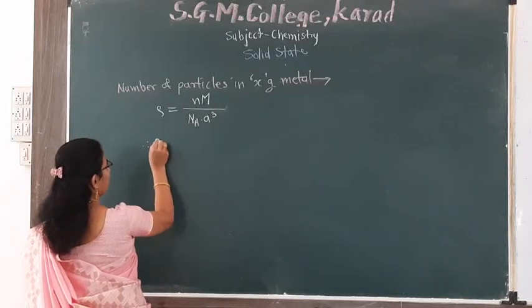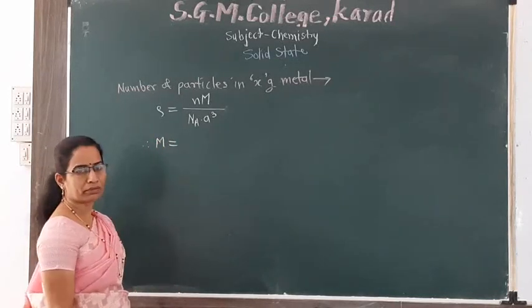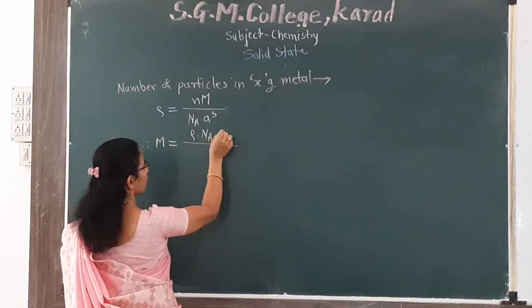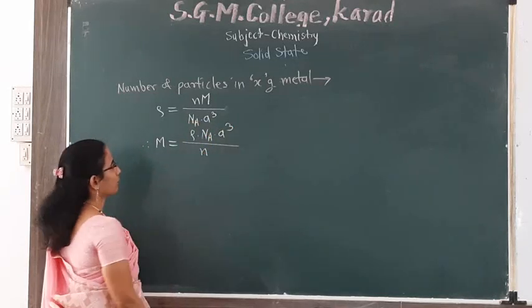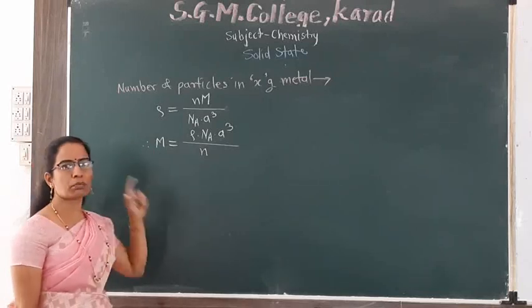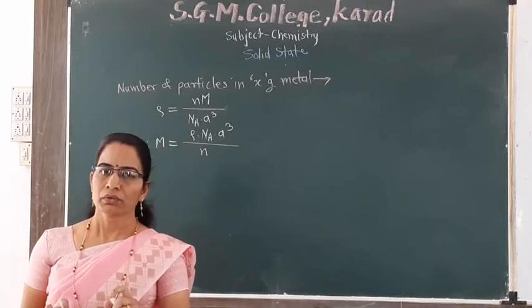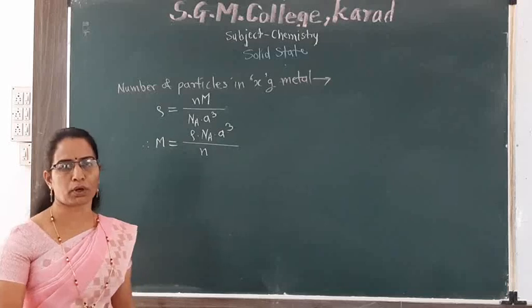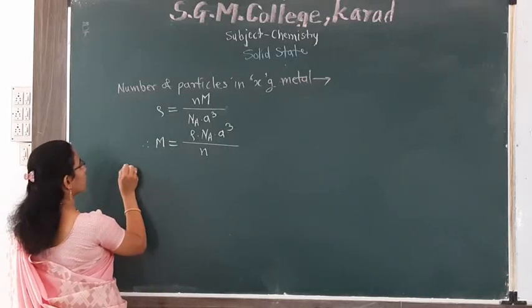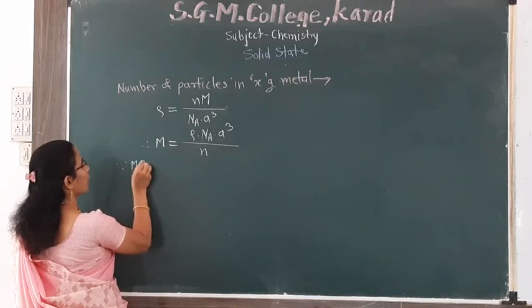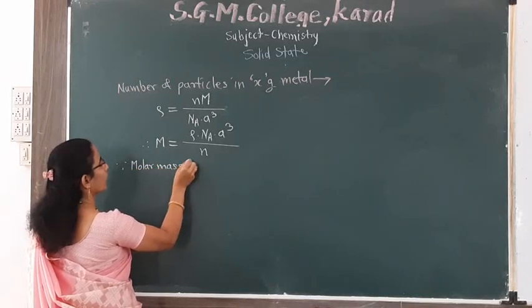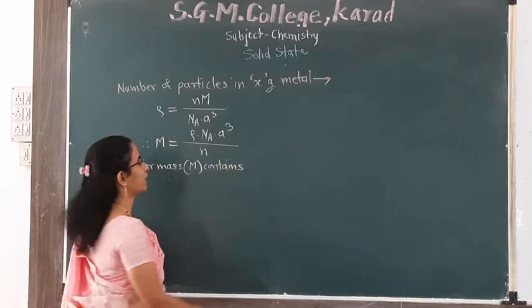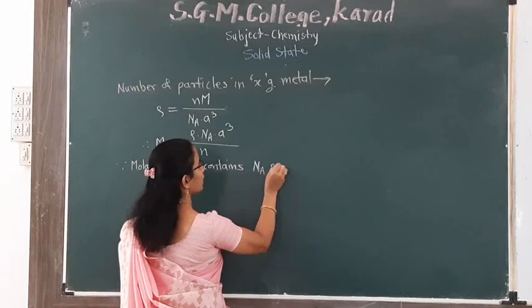Here this rho indicates density of the substance, N indicates the number of particles, capital M is the molar mass of that substance, Na is the Avogadro's number and a is the edge length of that unit cell. Now from this equation you can find the value of M. So M is equal to rho into Na into a cube divided by N. Right?